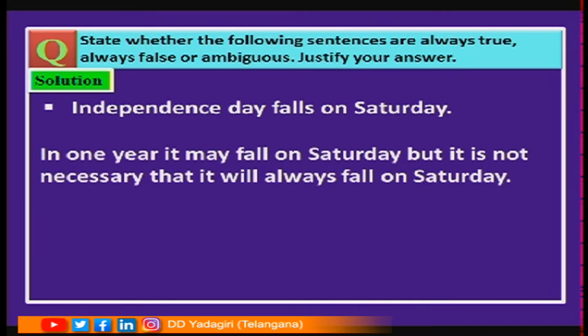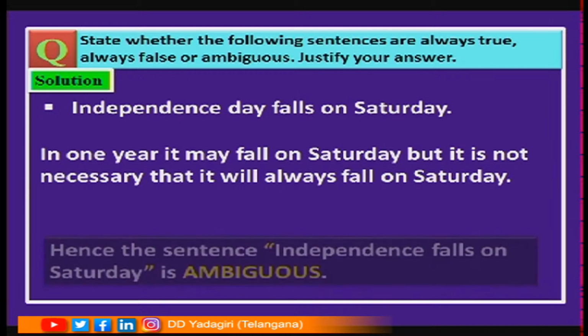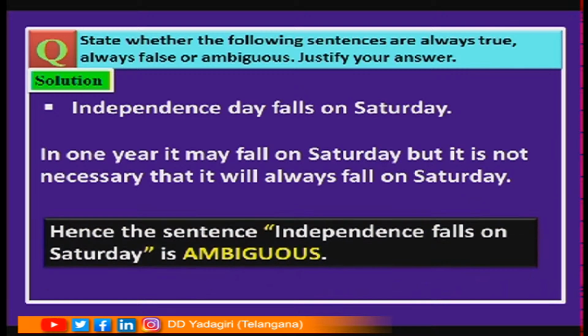So, maybe in 1 year or maybe in some years, it falls on a Saturday, but it is not necessary that it will always fall on Saturday. That means the given sentence is an ambiguous sentence, because it may fall or it may not fall. Okay, children. So, that is why we say it is an ambiguous sentence.